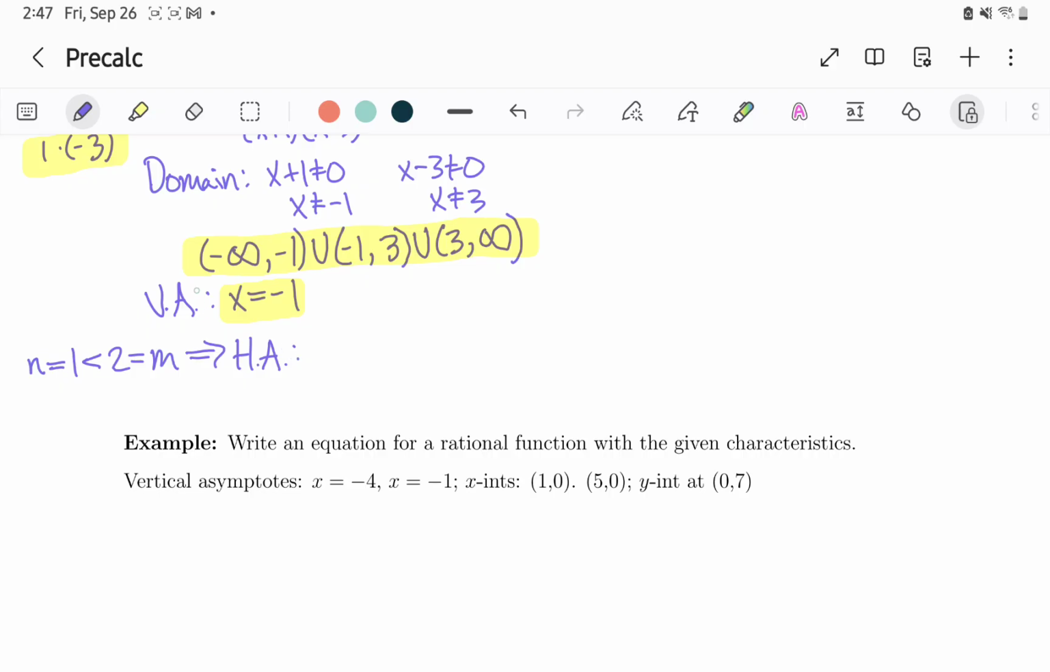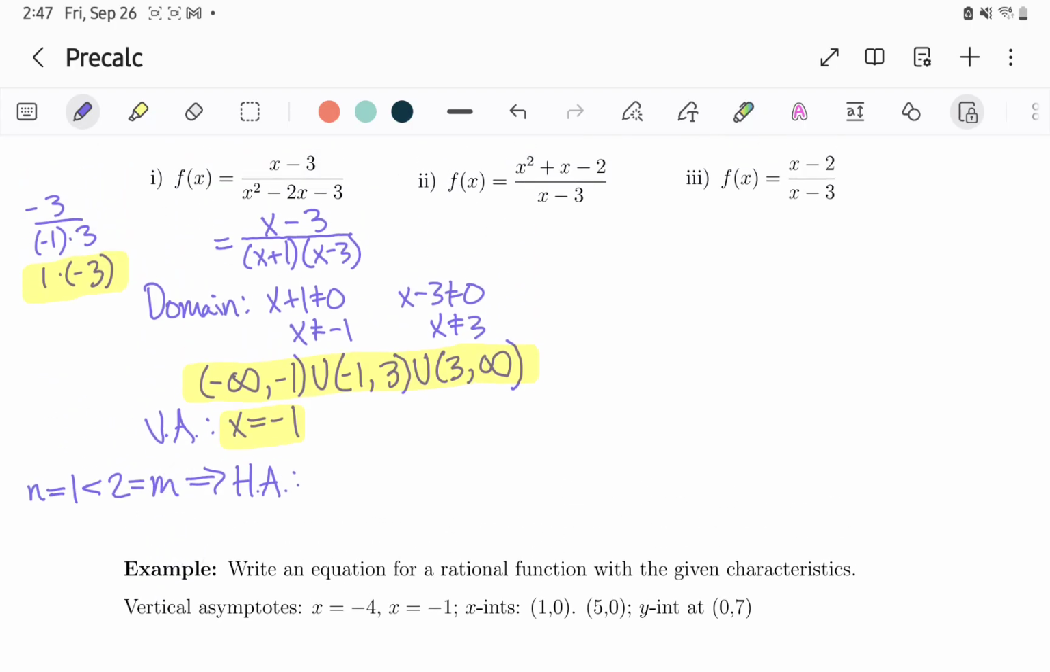And I'm going to be abbreviating in these examples, VA for vertical asymptote, HA for horizontal asymptote, and SA for slant asymptote. So horizontal asymptote, y equals 0. And slant asymptote, none, for D and E.